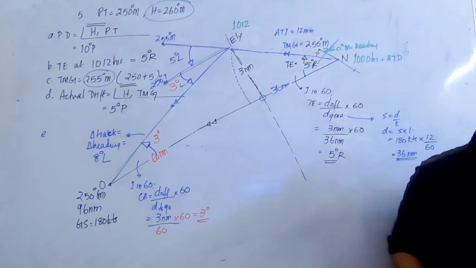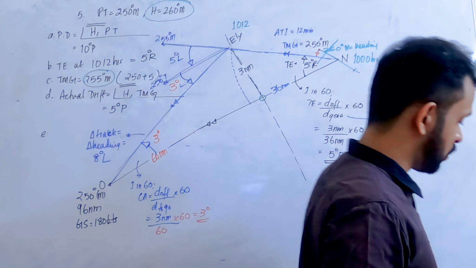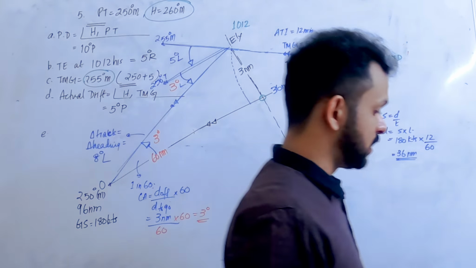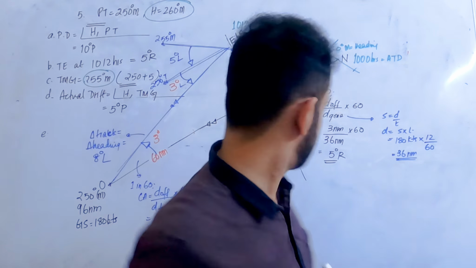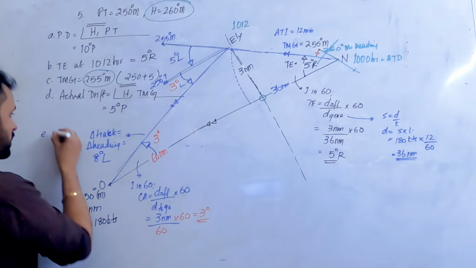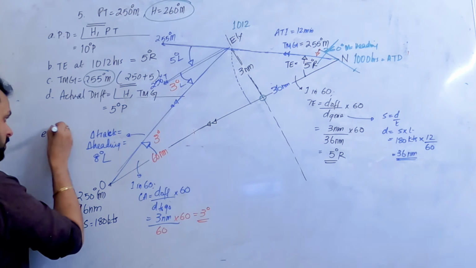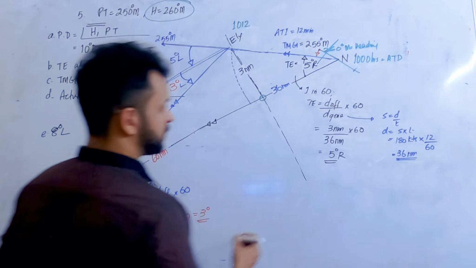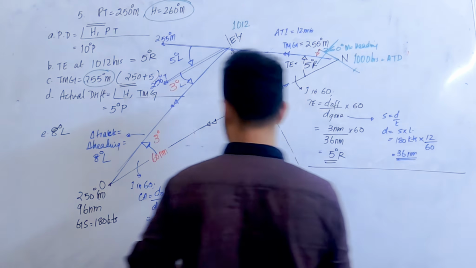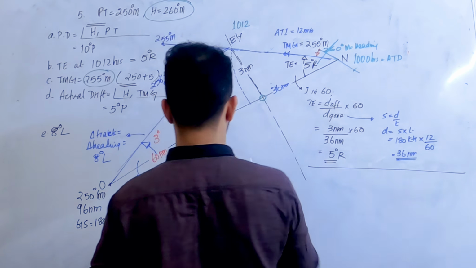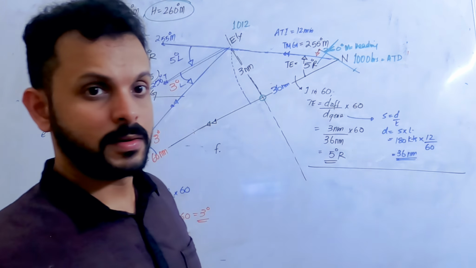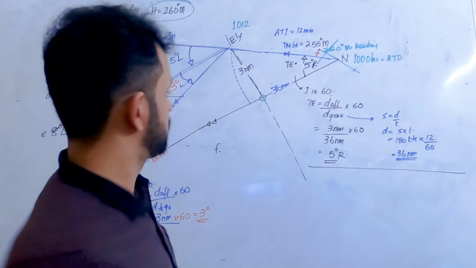8 degrees left. What is the alteration of heading required to fly direct to Oxford? 8 degrees left. That's right. The alteration of heading required is 8 degrees left. Correct. All right. Now let's look at F. What heading is actually required to fly directly to Oxford? Exactly.